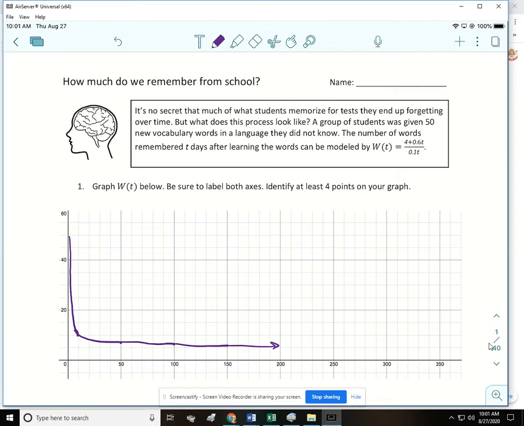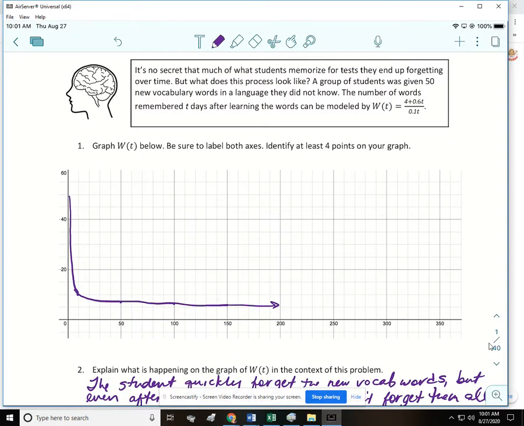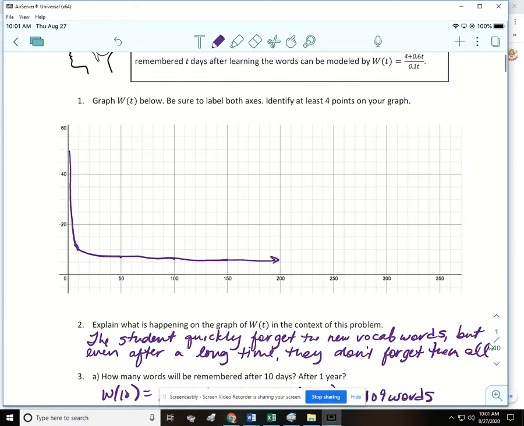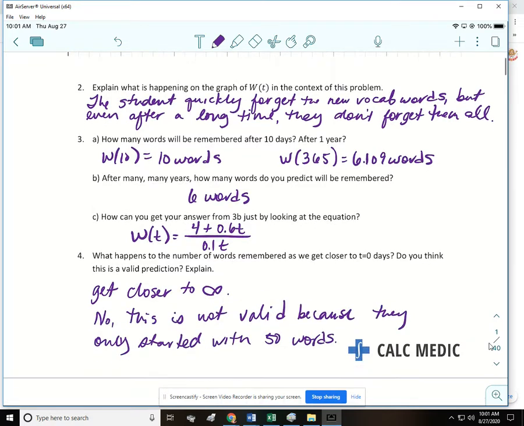All right, so on the model, the students had 50 new vocabulary words in a language they didn't know, and then the number of words that they still remembered after T days is given by that function. So I did a little graph of the function. And so what's happening with the human memory model is that the students are quickly forgetting the words, but even after a really long time, they didn't forget all the words.